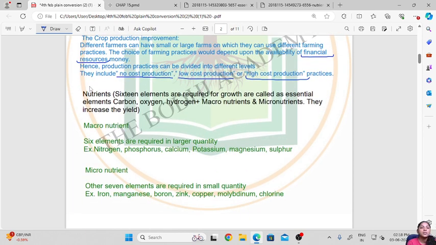So first is nutrients. We have to provide our crops with lots of nutrients. So the crops mainly require two types of nutrients. The first is macronutrient and second is micronutrient. So the nutrients which are required by the plants in large quantities are called macronutrients. And the nutrients which are required in smaller quantities are called micronutrients.